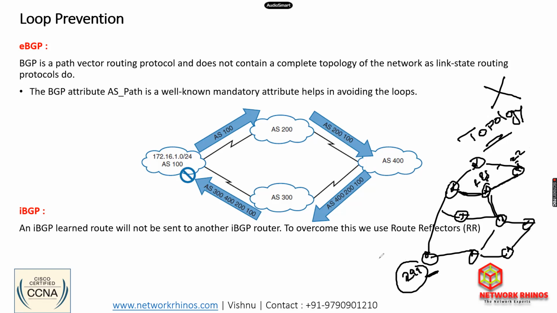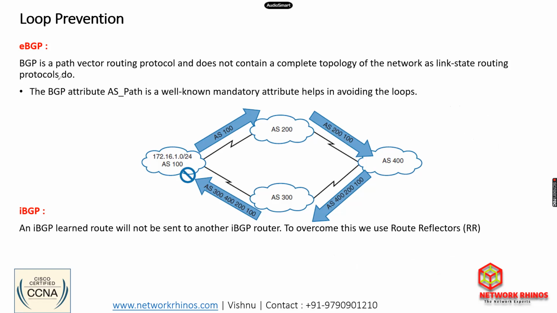Now you tell me, if you have a GPS map on your phone, will you loop through the same location again and again? Normally, no, because I know where I'm crossing. Because OSPF has a topology table, it doesn't need a loop prevention mechanism at all. A loop can never happen. But in BGP, we don't have such an option.